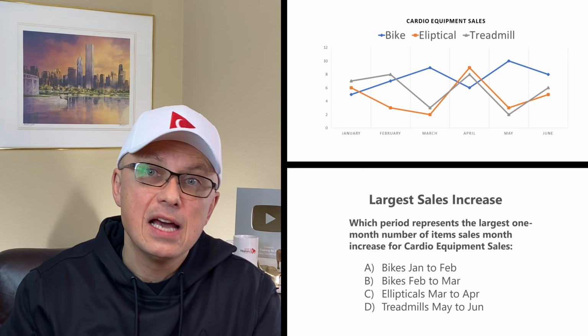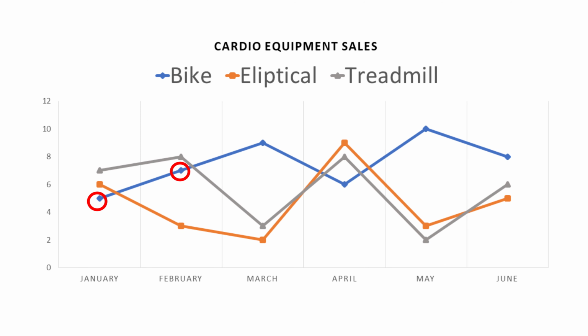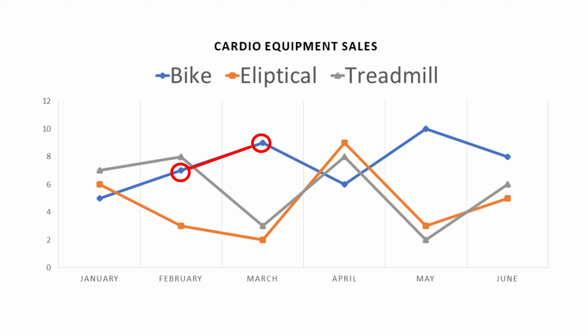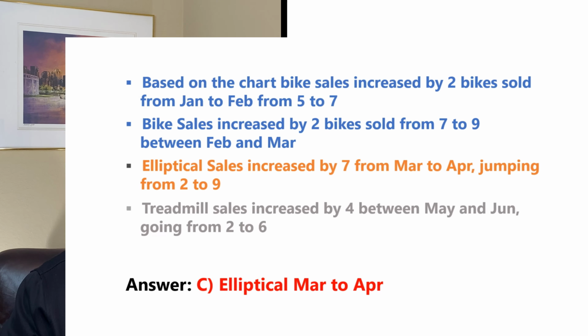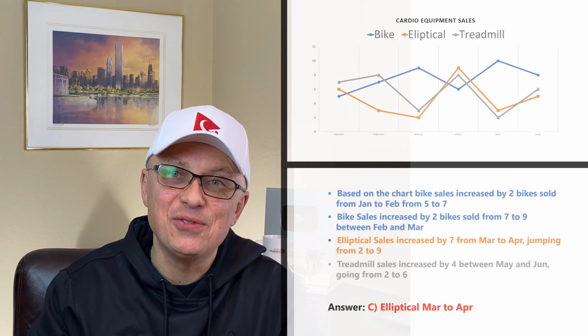Let's do it together. Based on the chart, bike sales increased by 2 from January to February, and the increase was from 5 to 7 items sold. Bike sales also increased by 2, from 7 to 9, between February and March. Elliptical sales, on the other hand, increased by 7 from March to April, jumping from 2 to 9. And treadmill sales increased by 4 between May and June, going up from 2 to 6. So the correct answer here is choice C, elliptical sales from March to April, because the jump was by 7, from 2 to 9. Hopefully you've nailed this question and now know how to answer similar problems on the test.